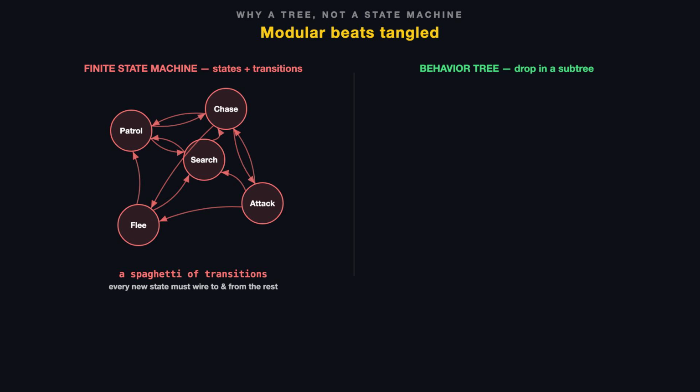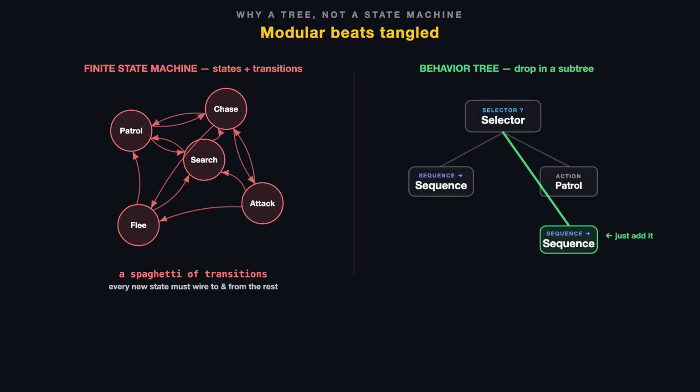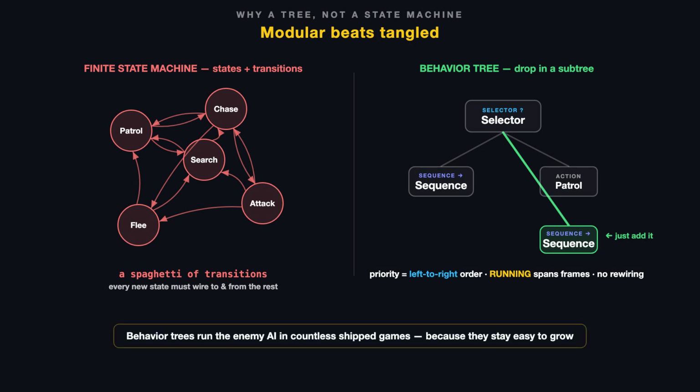A behavior tree scales cleanly instead. You add a behavior by dropping in a new subtree. Priorities are just left to right order, no rewiring. And running lets long actions span frames for free. That modularity is why behavior trees drive the enemy AI in countless shipped games. When you need to add one more behavior at 3 in the morning, the tree forgives you.